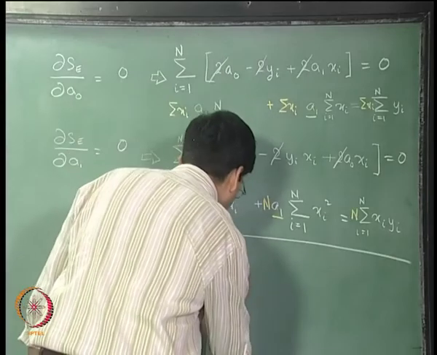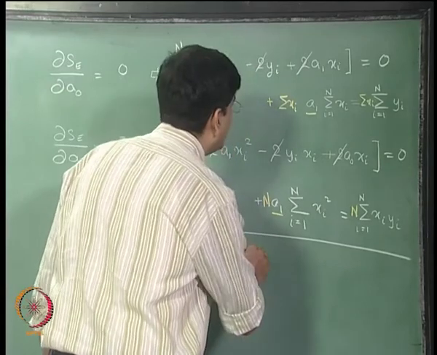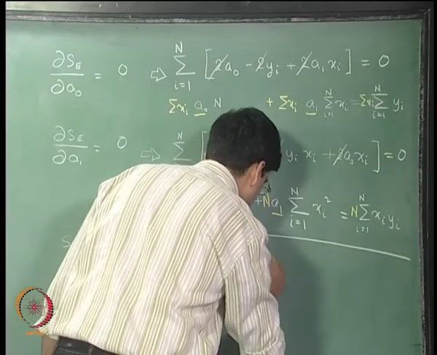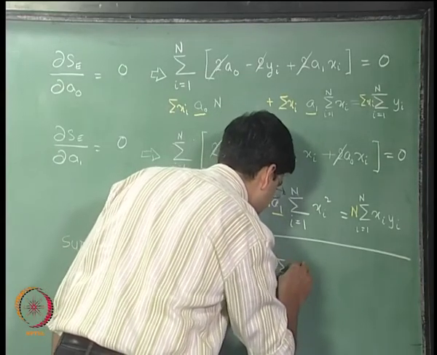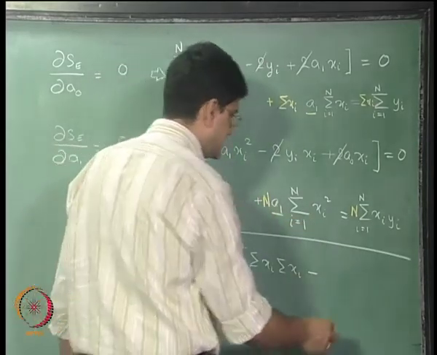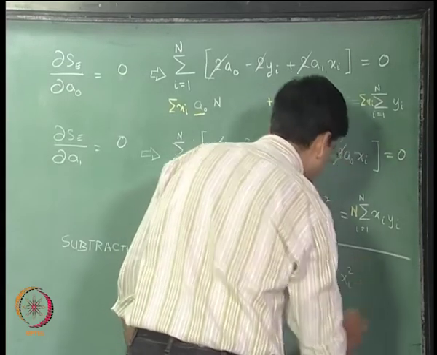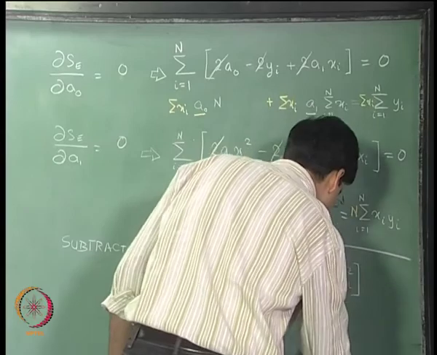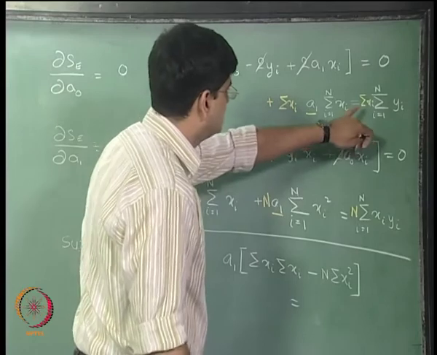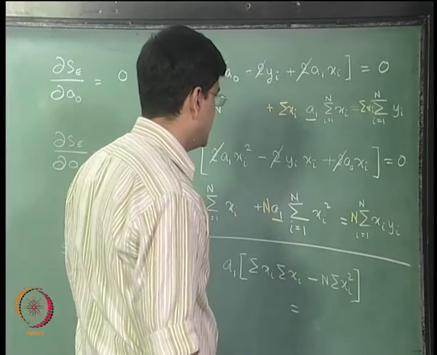We will have a1 multiplied by summation xi multiplied by summation xi minus n times summation xi squared will be equal to summation xi multiplied by summation yi minus n times summation xi yi.